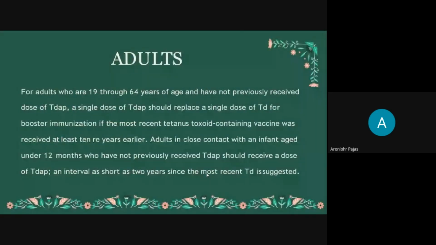Next, for adults. Para sa mga nasa hustong gulang na 19 hanggang 64 taong gulang at hindi pa nakakatanggap dati ng doses ng Tdap, dapat palitan ng isang dosis ng Tdap ang isang solong dosis ng Td para sa booster immunization, kung ang pinakahuling bakunang may tetanus toxoid ay natanggap na hindi bababa sa 10 taon. Ang mga nasa hustong gulang na malapit na makipag-ugnayan sa isang sanggol na wala pang 12 buwang gulang na hindi pa nakakatanggap ng Tdap ay dapat tumanggap ng isang dosis ng Tdap.